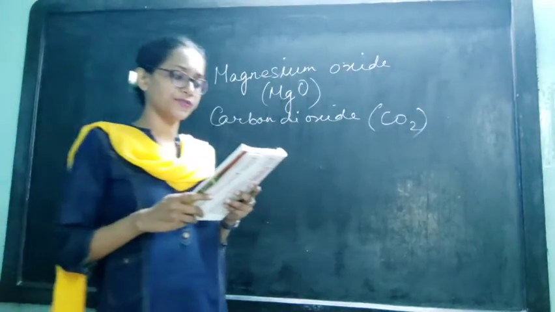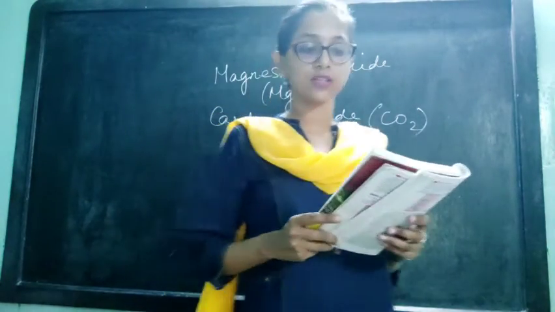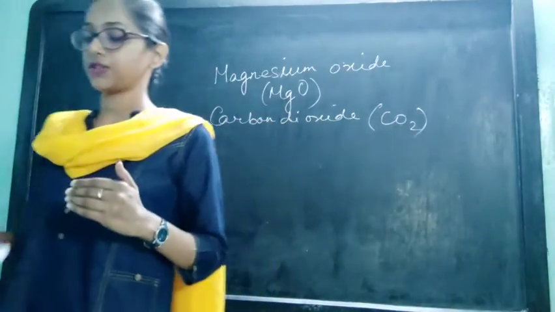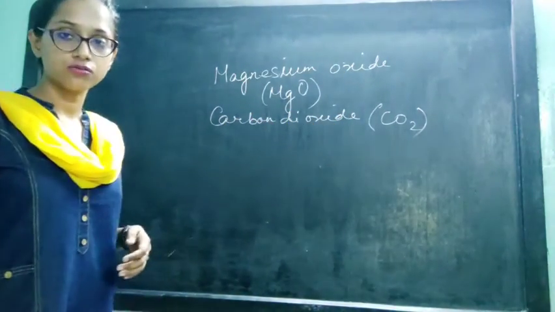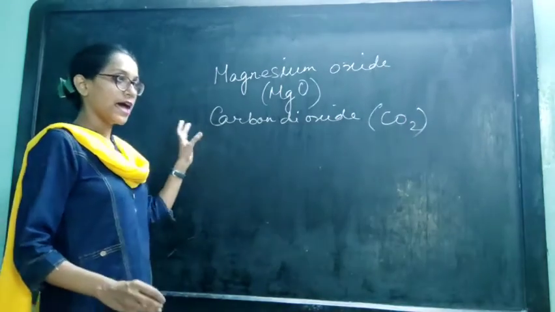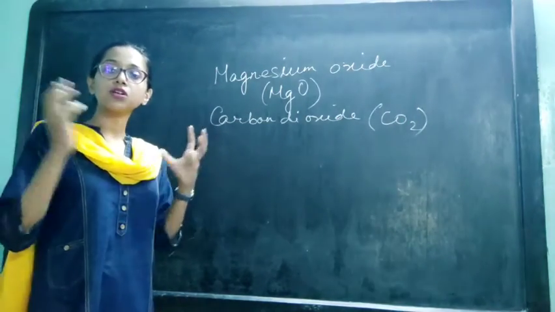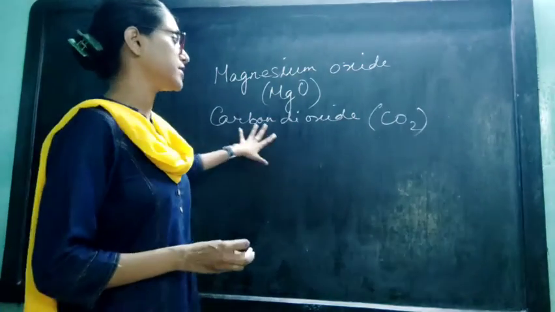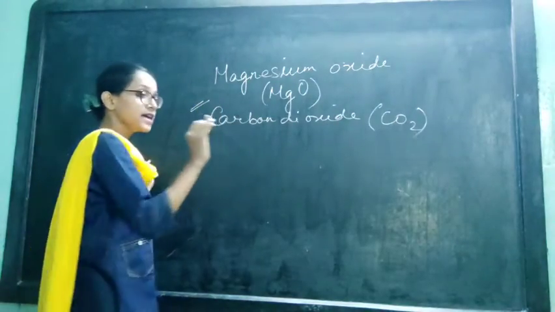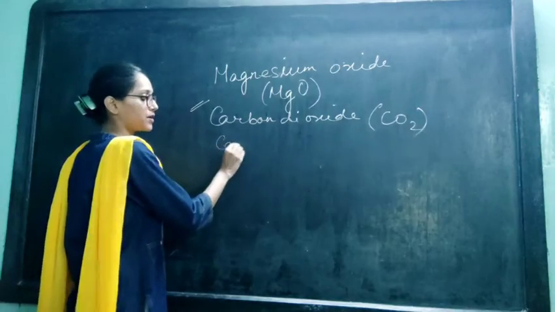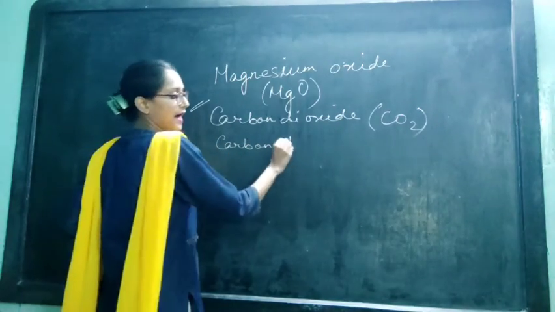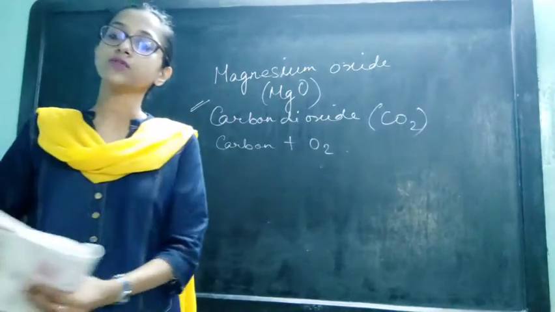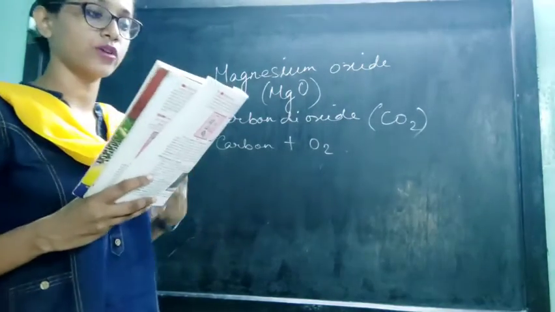Now go to page number 55. There are some properties of charcoal, properties of oxygen and properties of carbon dioxide given. Because charcoal, which contains carbon, and oxygen combine to form this carbon dioxide. Now the properties of carbon dioxide are totally different from the properties of carbon and the properties of oxygen. Am I clear? So how these properties are different, that we are going to see.